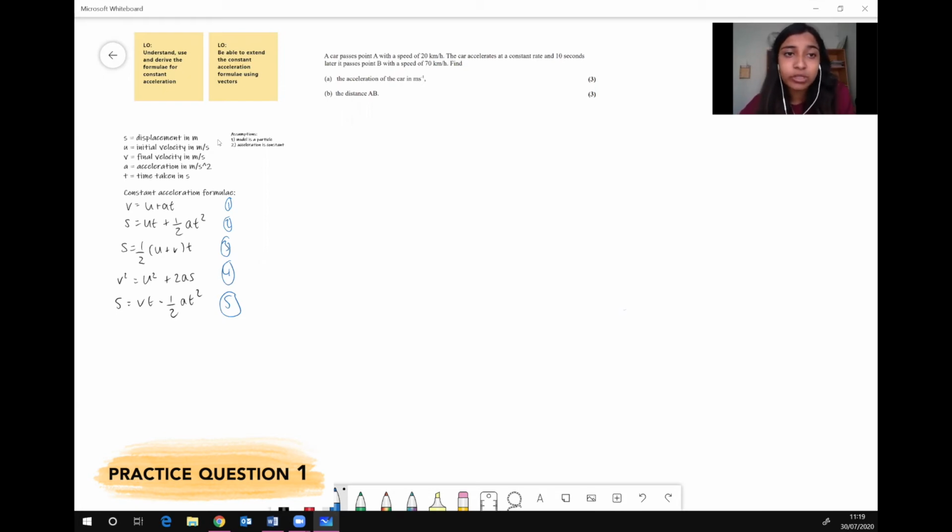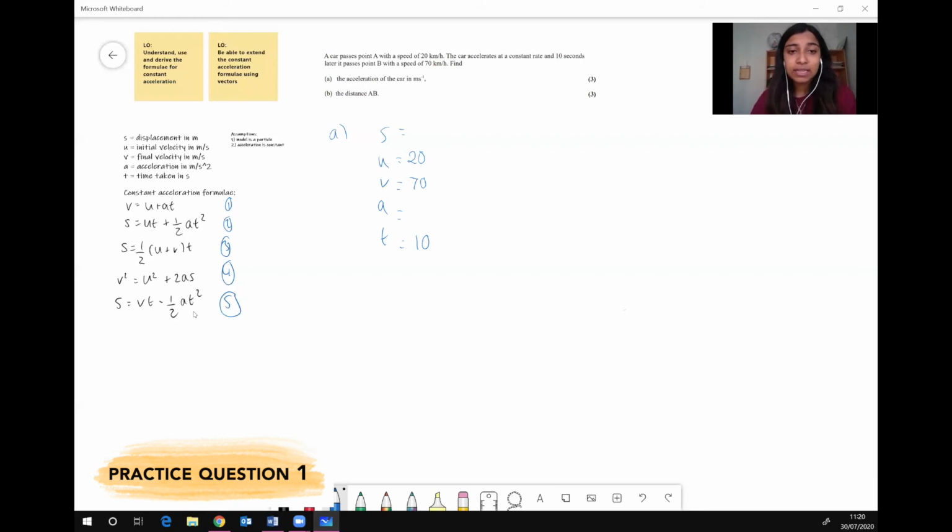So to do this, we just want to write out any information we can if we know any of our SUVATs. So we just write it like SUVAT. We just want to fill out all of these if we can. So it says it passes point A with speed of 20 kilometers. So that means our initial velocity is just going to be 20. And it says it accelerates at a constant rate, and 10 seconds later it passes point B, so our t will just be 10, and it says passes point B with speed of 70, so that means our final velocity is going to be 70.